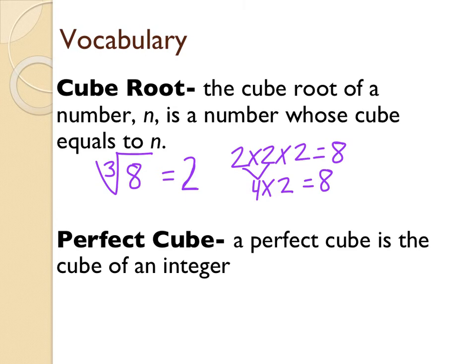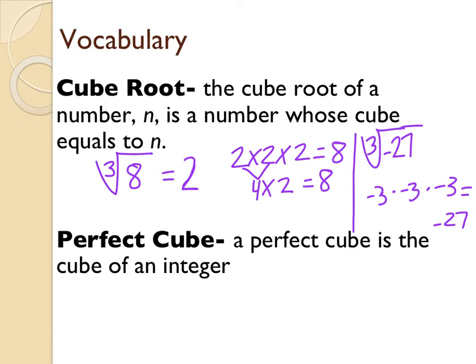Also, with cube roots, we can deal with negative numbers. If I take the cube root of negative 27, I know that negative 3 times negative 3 times negative 3 equals negative 27. I know that negative 3 times negative 3 is going to give me positive 9, and then positive 9 times negative 3 equals negative 27. With cube roots, you can have negative numbers.